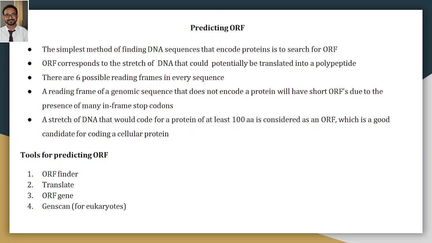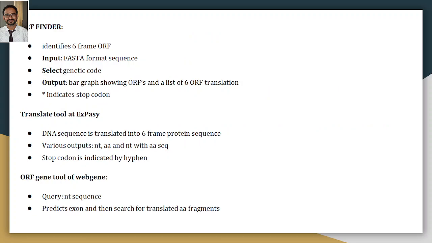ORF Finder is there, as its name itself indicates. Translate is there, ORF Gene is there, and GenScan is there for eukaryotes; the rest are all for prokaryotes. ORF Finder identifies 6-frame ORFs. The input will be the FASTA format sequence as you do in NCBI. Next, you have to select the genetic code. The output will be a bar graph showing the ORFs, and a list of 6 ORFs. Translation will be there because 6 reading frames should be there. A star indicates a stop codon in the sequence.